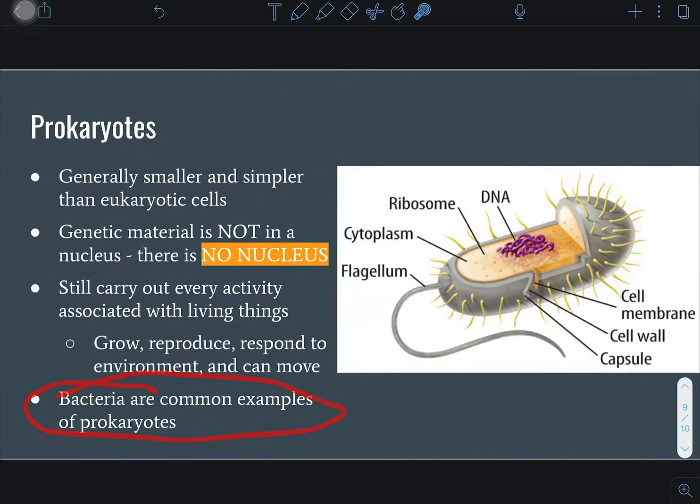Bacteria are the classic examples of prokaryotic cells. Of all living things on Earth in present day, bacteria are really the only prokaryotic cells that we have that are still around. So bacteria are prokaryotes.